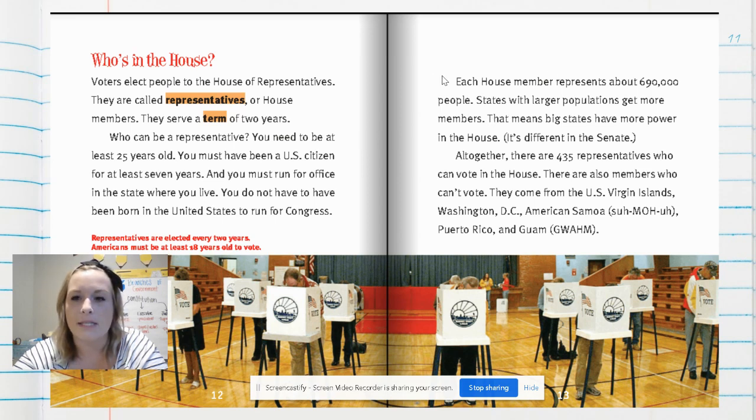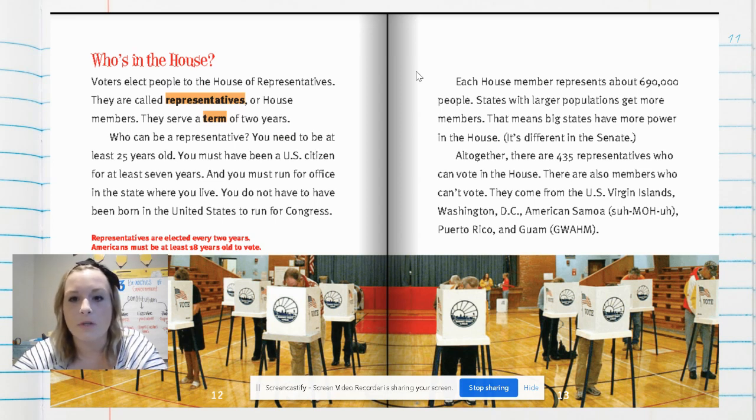Each House member represents about 690,000 people. States with larger populations get more members. This means big states have more power in the House. It's different in the Senate, though. Altogether, there are 435 representatives who can vote in the House.